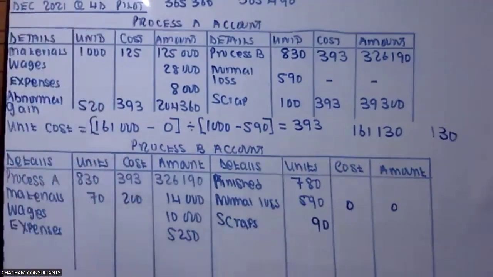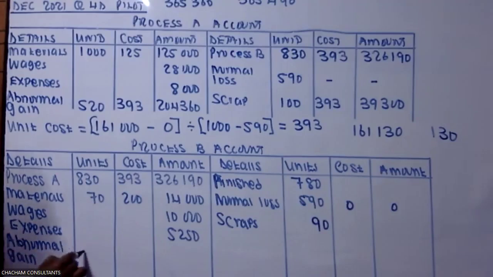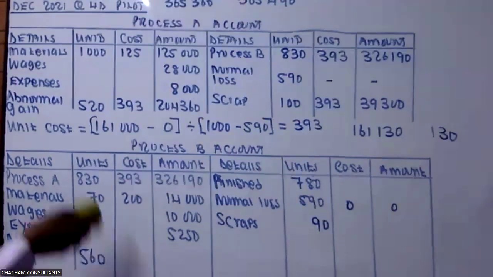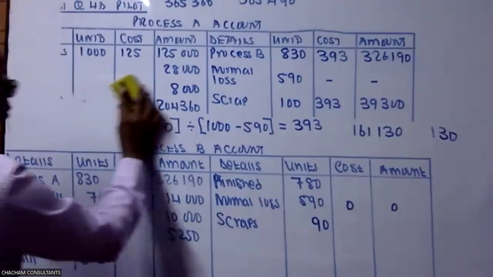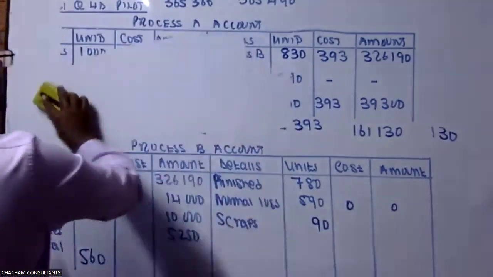So the balancing figure is on which side? Must be on this side, abnormal gain. That is 780 plus 590 plus 90 minus 900 is 560. Are you agreeing with that? Yes. Okay, 560.